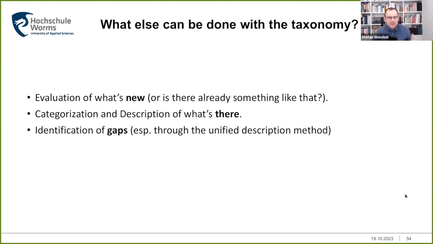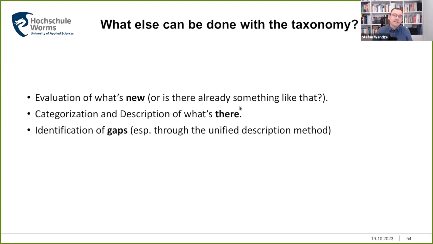So what else can be done with such a taxonomy? First of all, we can evaluate what's new. Is an idea already there, or is it entirely new? We check the patterns of the taxonomy. Is there something that is already matching our idea, or is it really new? That helps the community. We can categorize and describe what is already there, and that's also helpful.